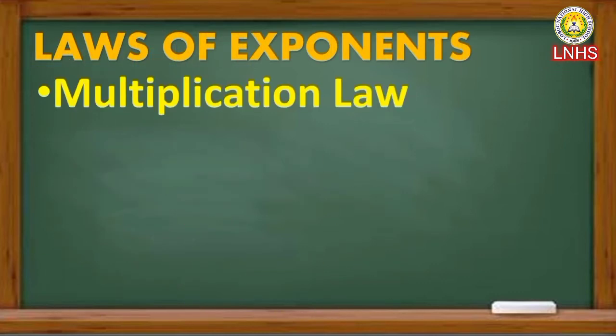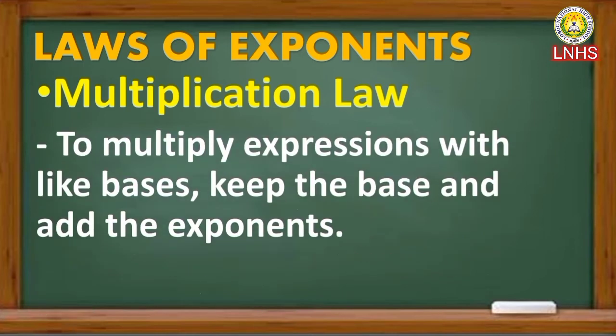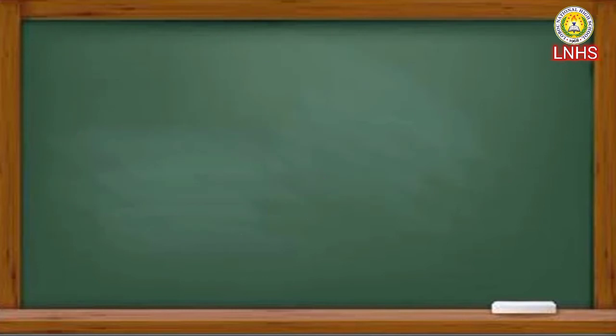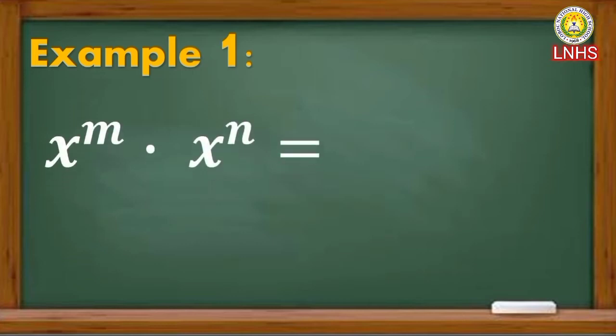Let us proceed to multiplication law. To multiply expressions with like bases, keep the base and add the exponents. Example number 1. x raised to the power of m times x raised to the power of n will become, copy the base x and raise to the power of m plus n. In multiplication law, we just simply add the exponents of the common variable. So we add m and n.